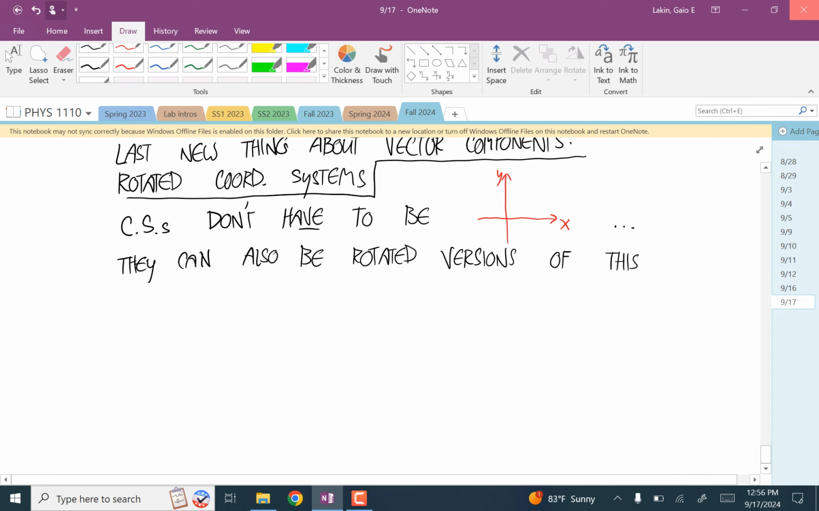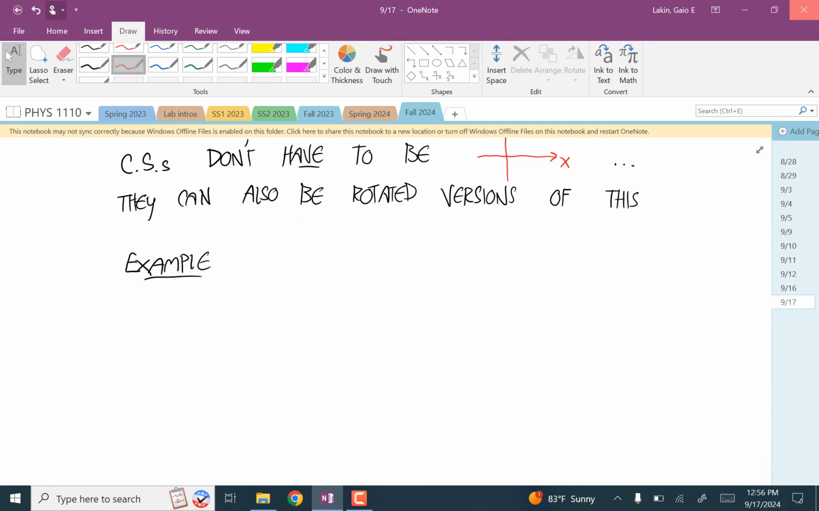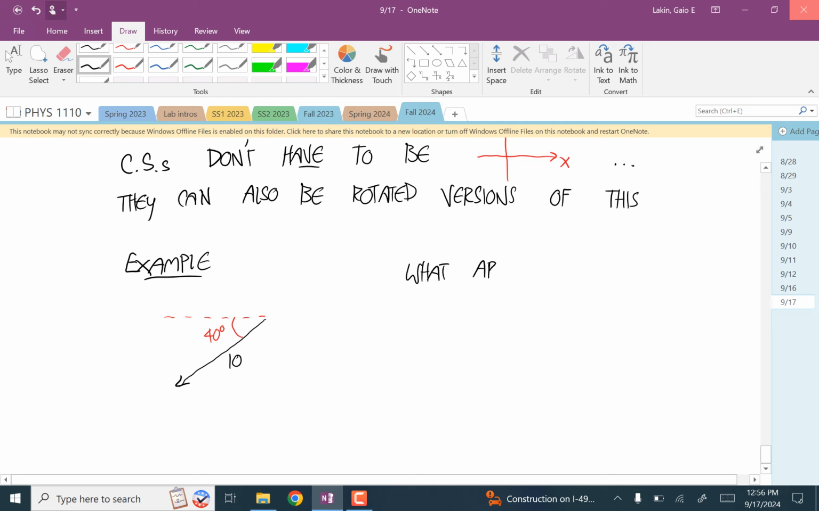Okay, so what if, I'm just going to do this as an example and show you how to think about this. What if the vector that you're interested in made a 40-degree angle with the horizontal, and it had a magnitude of 10. And we're going to do it for 3 different coordinate systems. So what are the components of this vector?